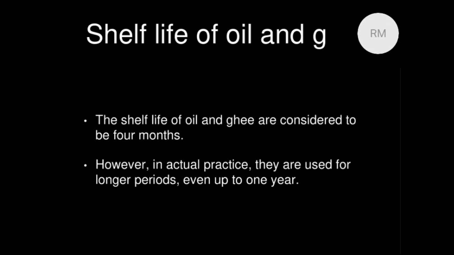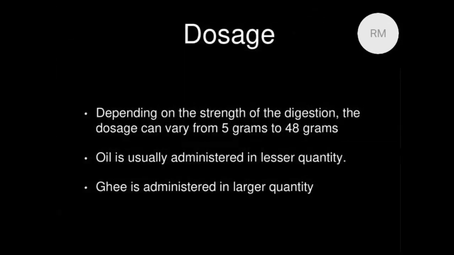Now we are coming to the dosage of medicated oils and ghee. The key principle for deciding the dosage is actually the digestive capacity of the person. That is why you can see that the dosage has a very wide range. For an adult, we may even start with just 5 grams, depending on his digestion, and then we can increase the dose up to even 48 grams.